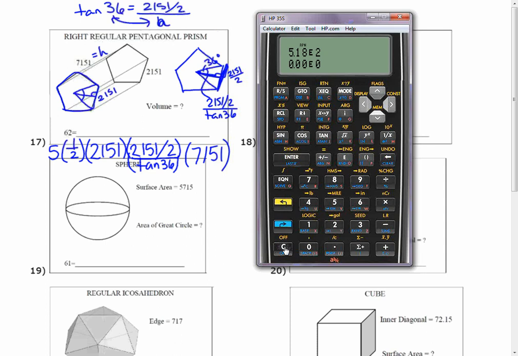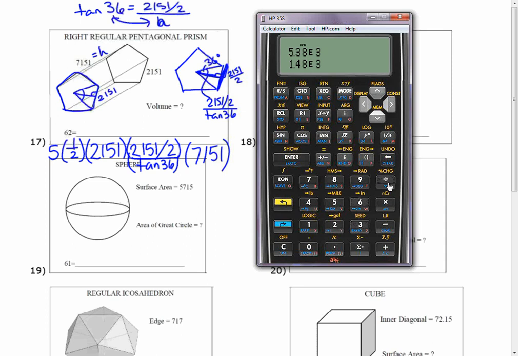So I'm going to start with the 5, enter. I'm just going to do 2 divide. You might have already recognized that's 2.5 and just typed in 2.5. We'll do 2151 times. We'll do 2151. And if you want to work it like it's in the parentheses like that, we can do 2151 enter, 2 divide. We'll make sure we're in degree mode, which we are currently. So we'll do 36 tangent divide.